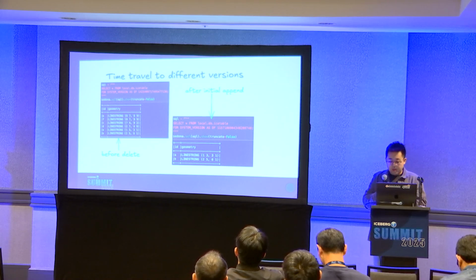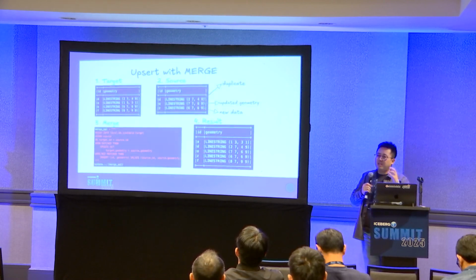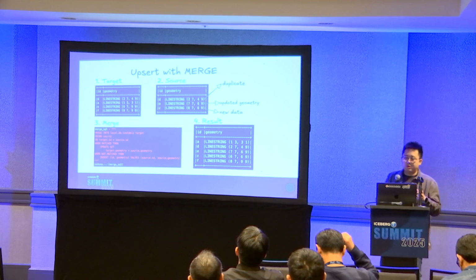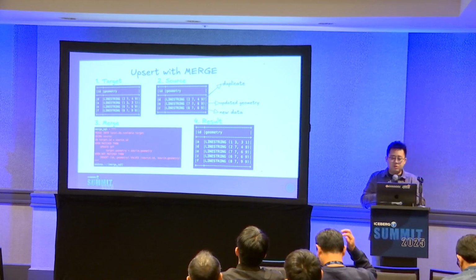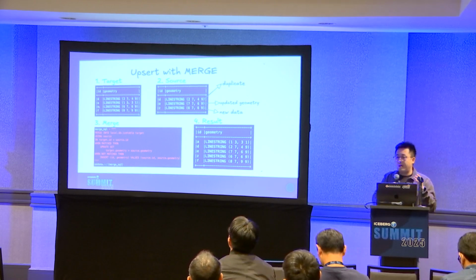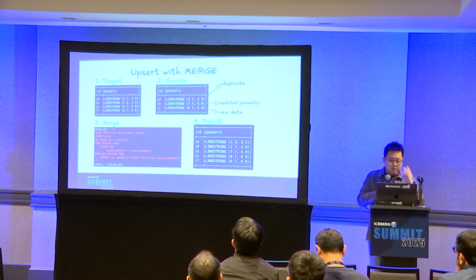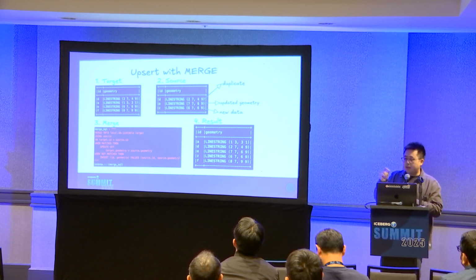Pretty cool. All right. Now let's see something a little bit more complicated: spatial operations with merge. We have a table like this one. This is the table we have after the 4 operations. It has A, D, E, F, 4 records. That's our target table.